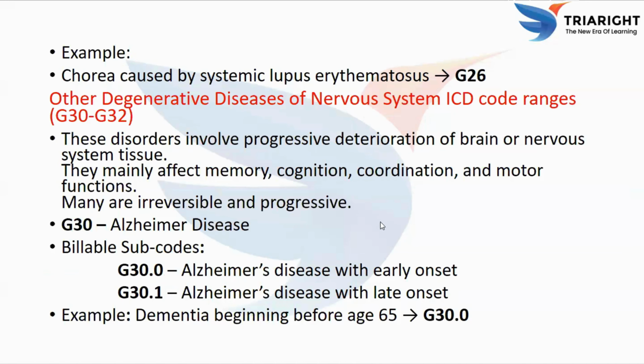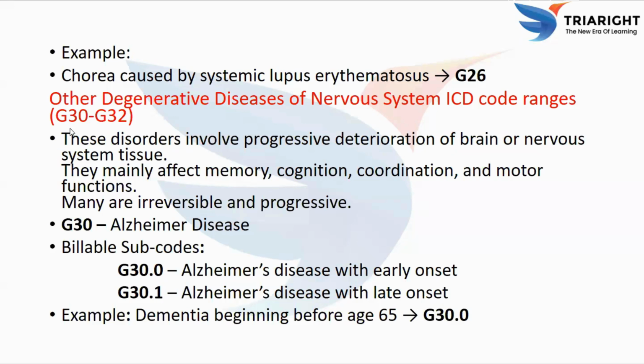So for example, chorea caused by systemic lupus erythematosus. Chorea is an involuntary dance-like jerky movement. So when these movements are caused by another disease like SLE, you have to assign the code G26. So G26 is for extrapyramidal movement disorders that result from another underlying condition.